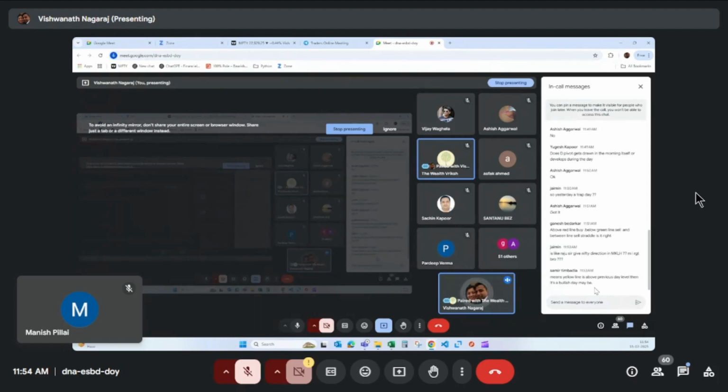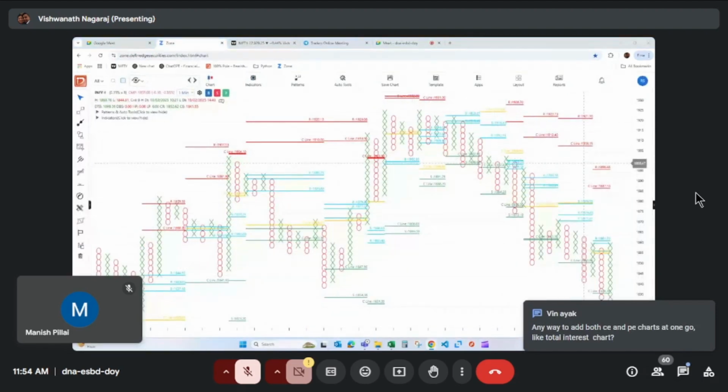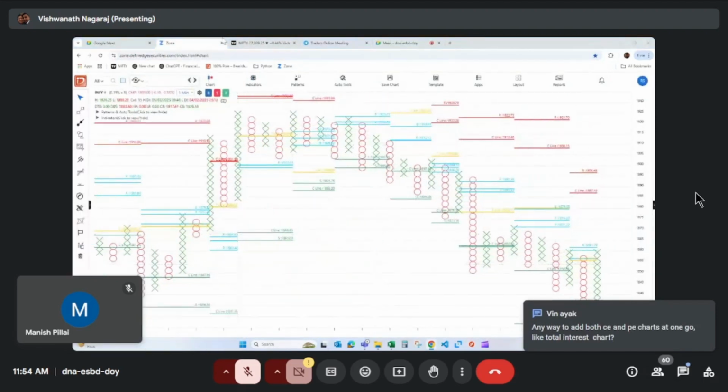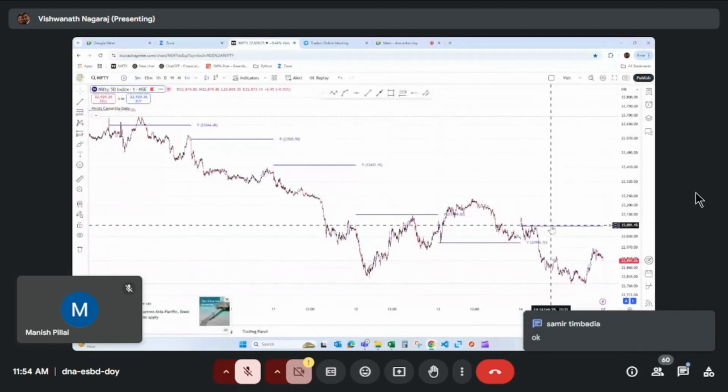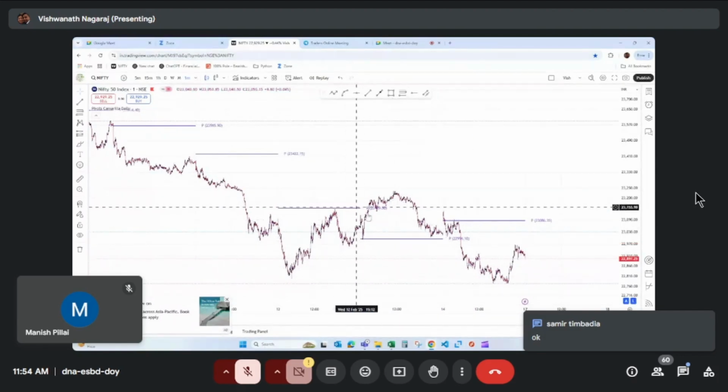Means yellow line is above previous day level, then it's bullish. Previous 2 days, Samir. It should take 2 days. Same funda as Raju's. It should be two yellow lines. In this case, see this. Okay, this is the last one. Consider these as yellow lines, just imaginary yellow lines. This is considered a sideways trend, right?